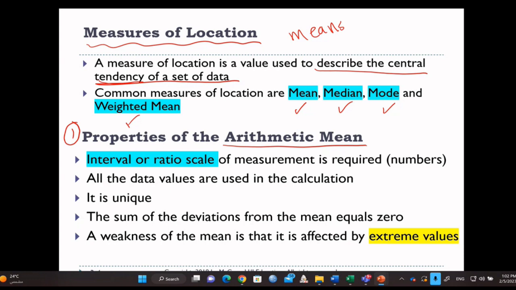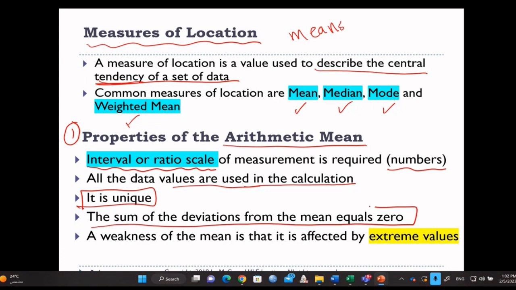What is the arithmetic mean? It is used with interval or ratio scales of measurement, or numbers. Must I have numbers to get the arithmetic mean? All data values are used in the calculation. It's unique: for one set of data, there will be one arithmetic mean. It can't be two. The sum of deviations from the mean equals 0. We will see this through our examples when calculating the variance. I will show you how.